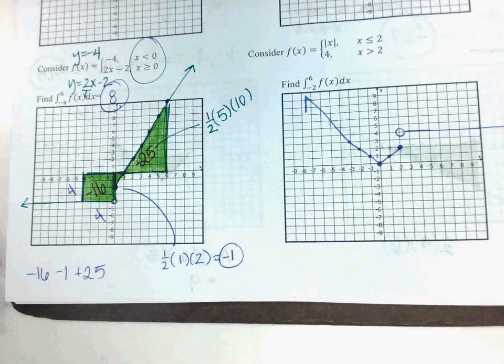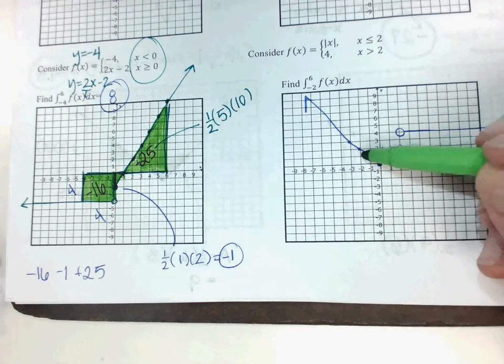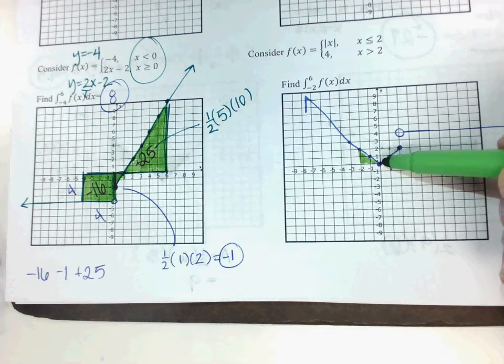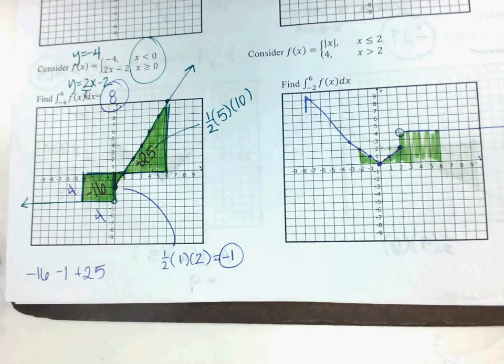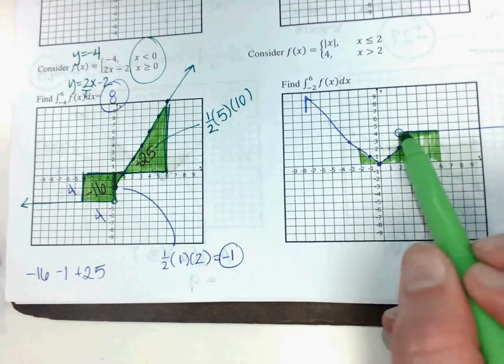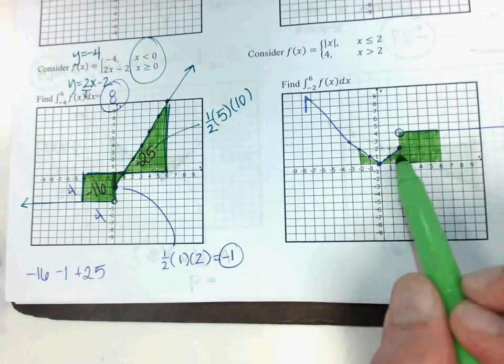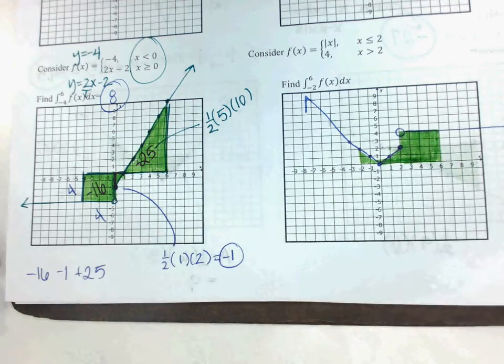Negative 2 to 6. Shade your graph. Negative 2 to 6. So you should have shaded here. Negative 2 to 6. Just like that. Now, is any of my area going to be considered negative? No, because it's all on top.